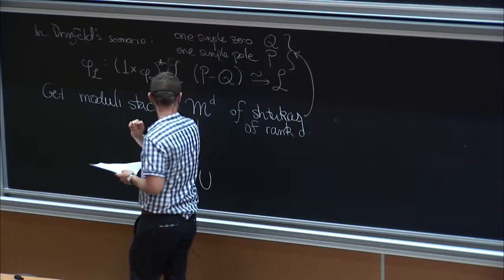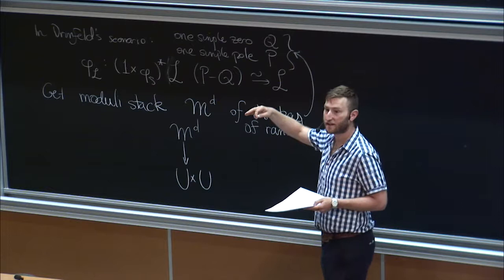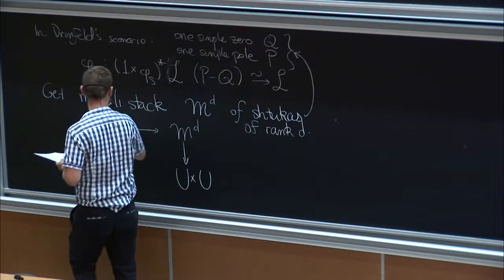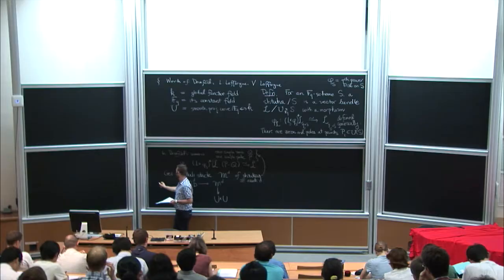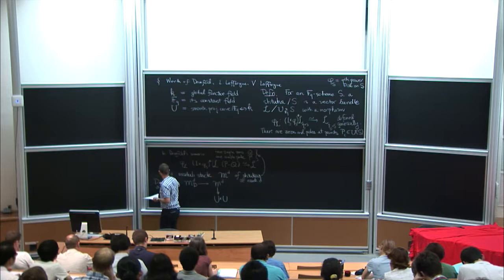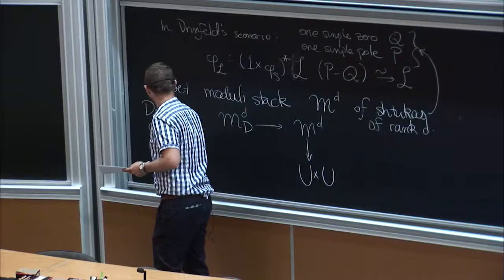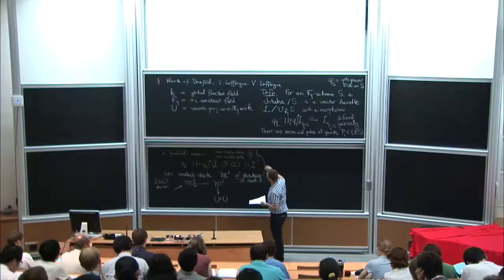Like this, and this is supposed to be a local analog, a function field analog of a Shimura variety. So as such, we expect a whole tower of these moduli stacks given by adding level structures. Just like with a Shimura variety, you can add a level structure to M_D and get something sitting over it, which I'll call M_D^D. So this capital D is supposed to be a divisor. So M_D^D is the stack of stukas together with a level structure at D. What does that mean? It means you take L and you trivialize it on D.